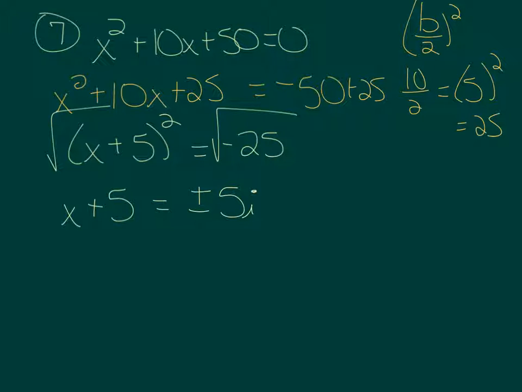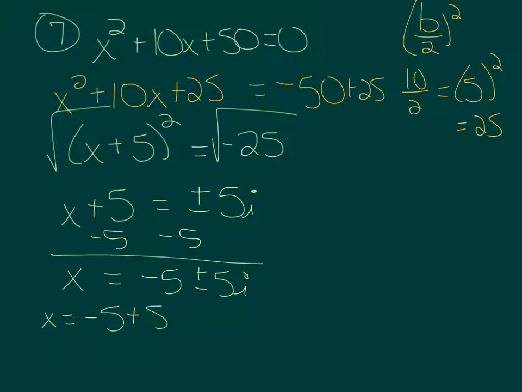A couple of ways you can do it. At this point, we can just subtract 5 from both sides, and we can say x is negative 5 plus or minus 5i. That's really x is negative 5 plus 5i, or negative 5 minus 5i. This just puts both answers in one single form.